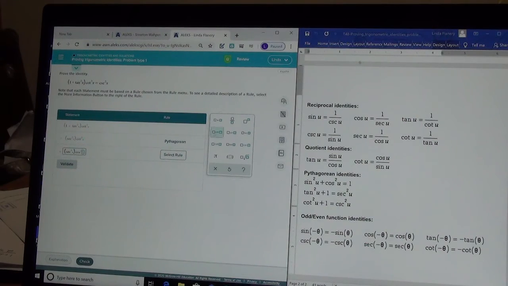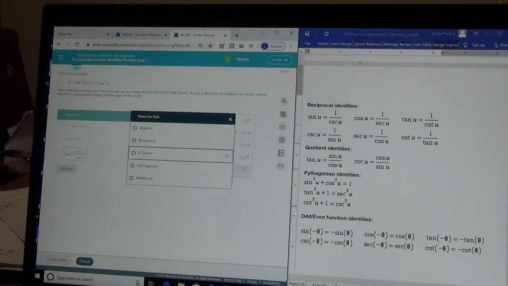So let me just type cosine squared. Sometimes it's trickier to get them typed in how you want them than anything else. And so what I did there is I used that quotient identity, which is just in the plain cotangent, but because it was cotangent squared, then I also had to make it cosine squared over sine squared. So that's my quotient identity.